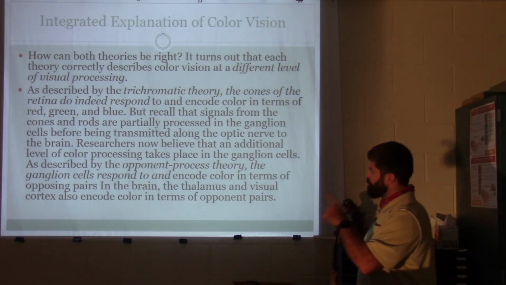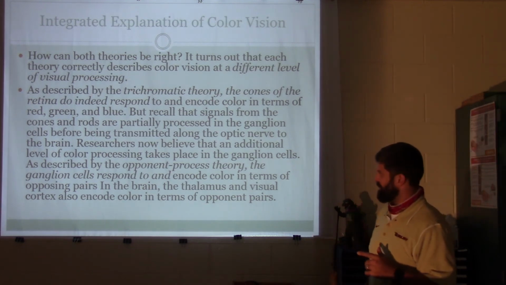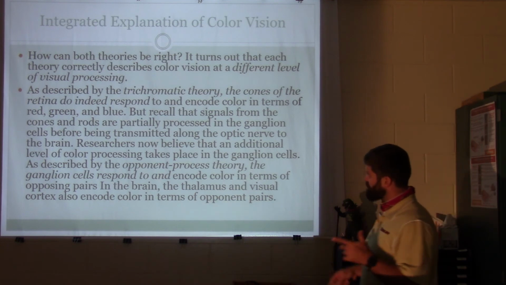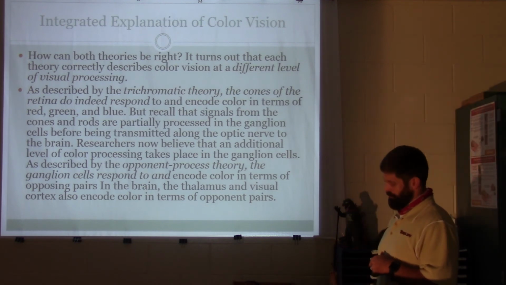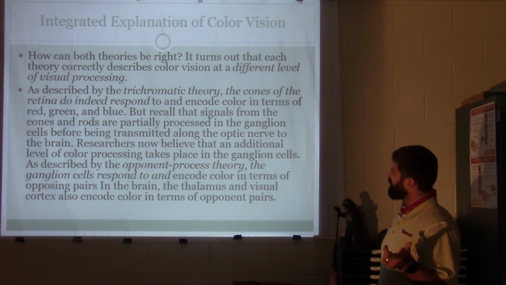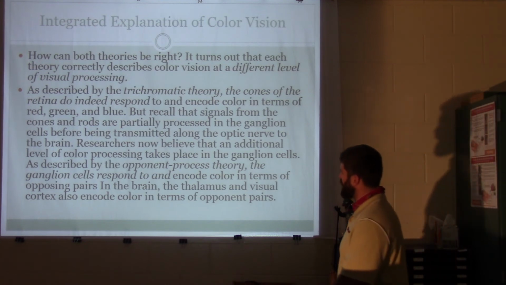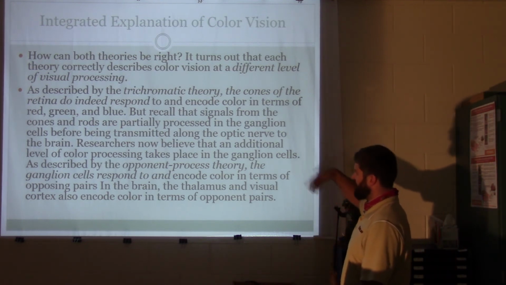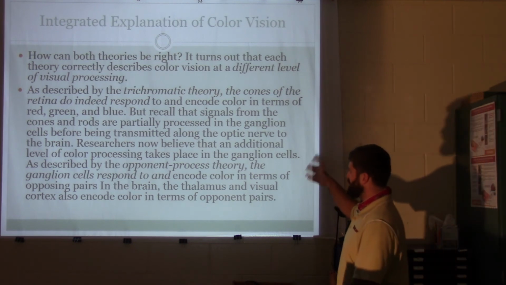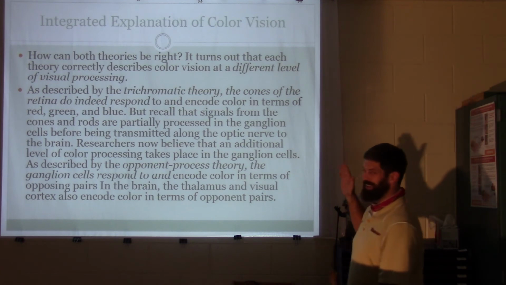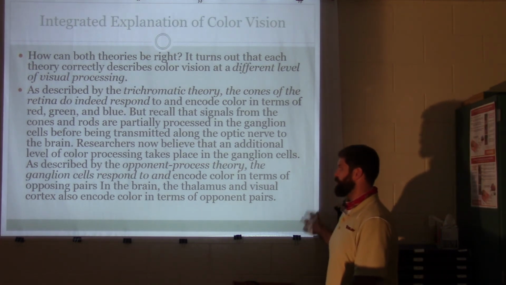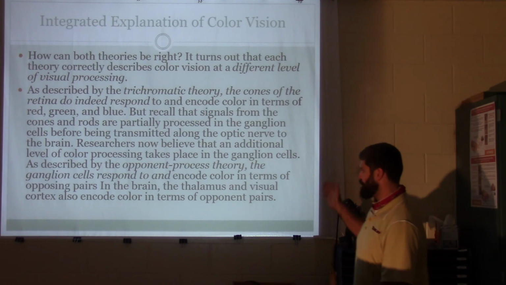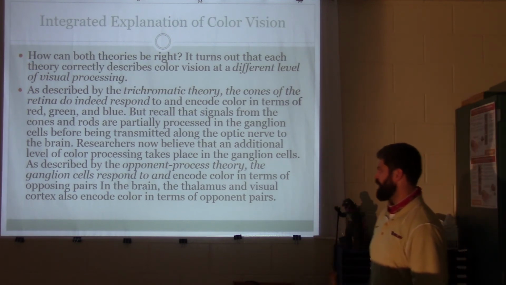It turns out that each theory correctly describes color vision at a different level of visual processing. As described by the trichromatic theory, the cones of the retina do indeed respond to and encode color in terms of red, green, and blue. But recall that signals from the cones and rods are particularly processed in the ganglion cells before being transmitted along the optic nerve. Researchers now believe that an additional level of color processing takes place in the ganglion cells. As described by the opponent process theory, the ganglion cells respond to and encode color in terms of opposing pairs in the brain. The thalamus and visual cortex also encode color in terms of opponent pairs.